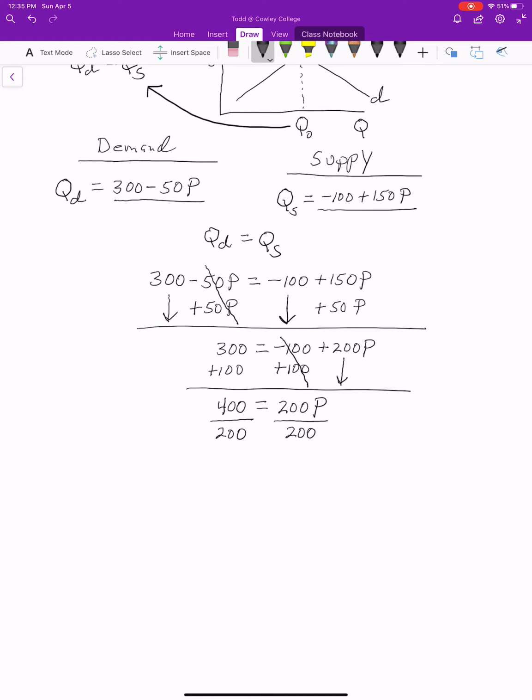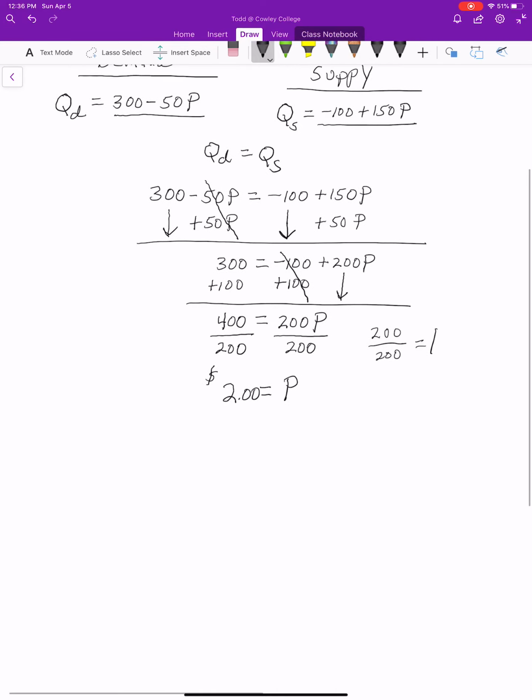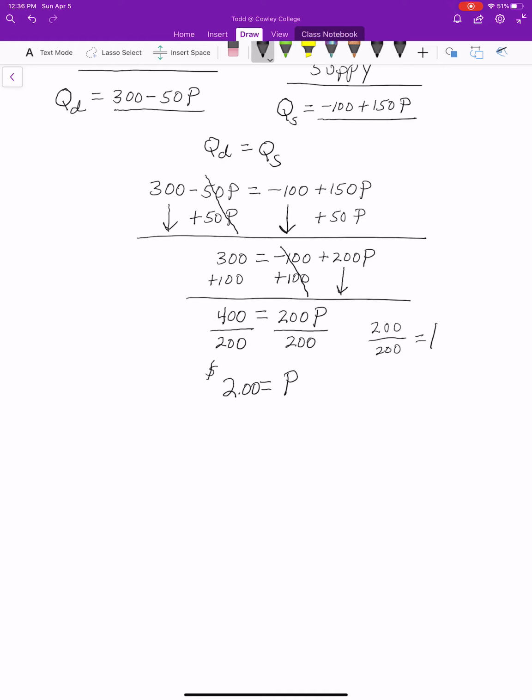So you notice on the left-hand side, 400 divided by 200 is going to be 2, is going to be equal to, now be careful with this, a lot of people want this to cancel out, but this is now a division. So remember, 200 divided by 200 is 1. So you get 1p, or just the price, and that is our equilibrium price. All right, now, since this is a price, I'm always going to round it to 2 decimal places, so our equilibrium price is going to be $2 per unit.